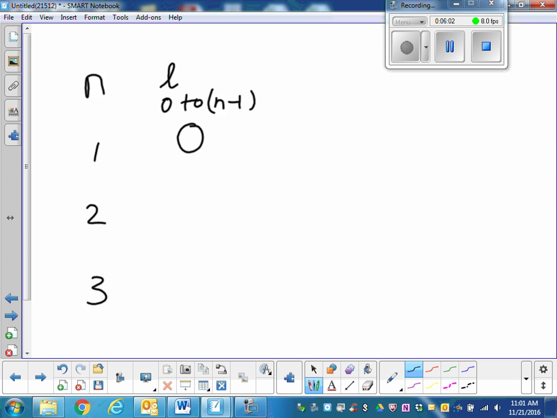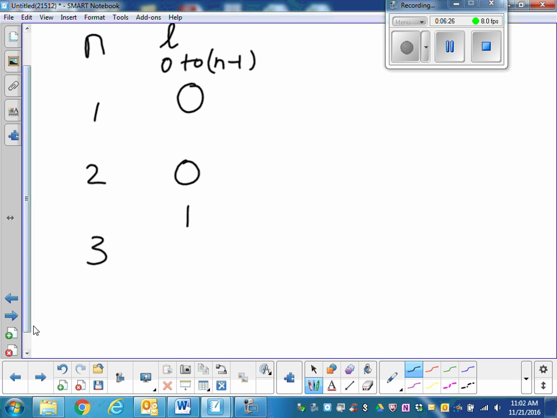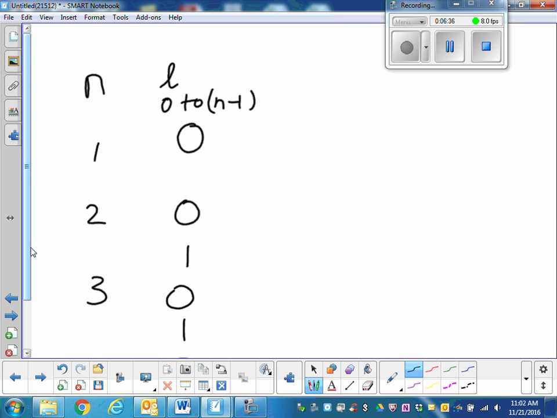N is 2 now. So what values do you think L can take? 0 and 1. It can take 0 and it can take 1. N is 3. 3 minus 1 is 2. What are the values L can take? 0, 1, 2. Are you with me? Are you with me so far? Yes. This is the first energy level.